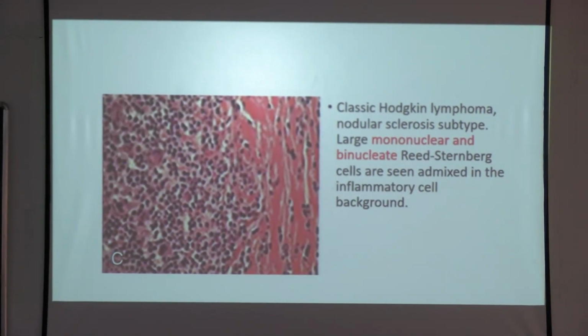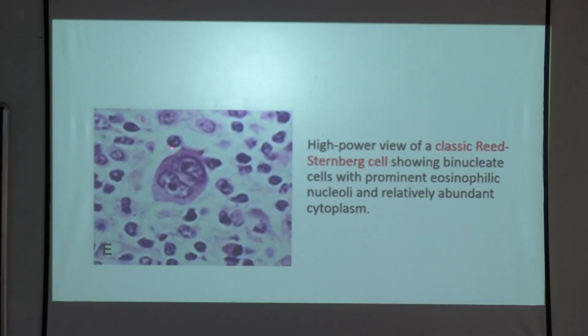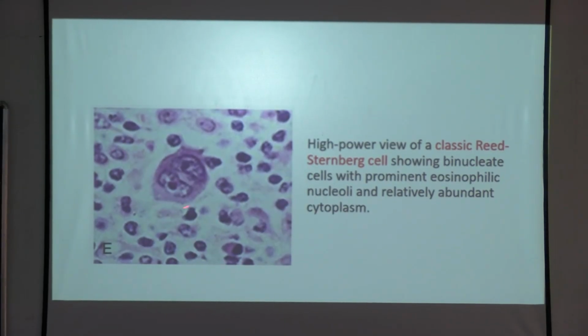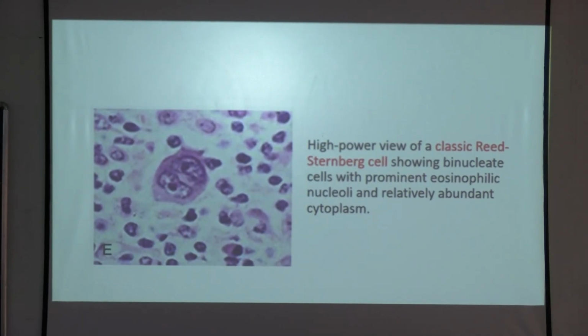Look at this picture. This is also a bone marrow picture. So this is a classic Hodgkin's lymphoma, nodular sclerosis. Large mononuclear and binucleate Reed-Sternberg cells. এটাতে অতটা zoomed in নেই, এটাতে বুঝতে পারবি না। Look at this picture. Now, this is a characteristic Reed-Sternberg cell, bilobe nuclei and showing typical owl-eye appearance.